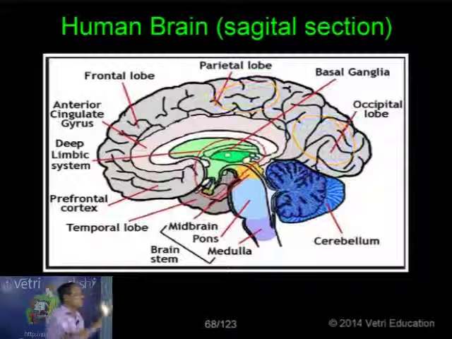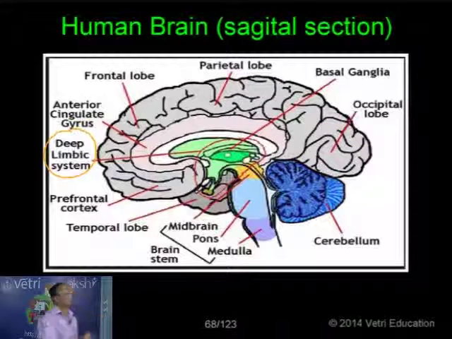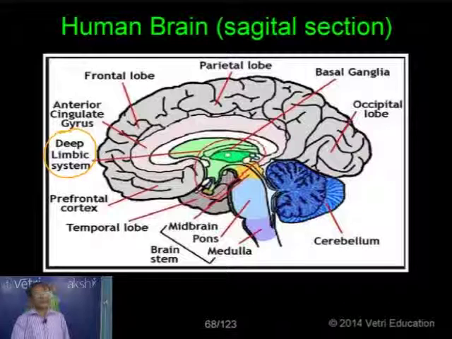In addition, as I mentioned already, we have what is called the deep limbic system. The innermost region of the cerebral hemispheres and a group of associated deep structures together form the limbic system or the limbic lobe. As I mentioned earlier, it works along with the hypothalamus to control sexual behavior and emotional reactions, for example excitement, pleasure, anger, fear, and also motivation.